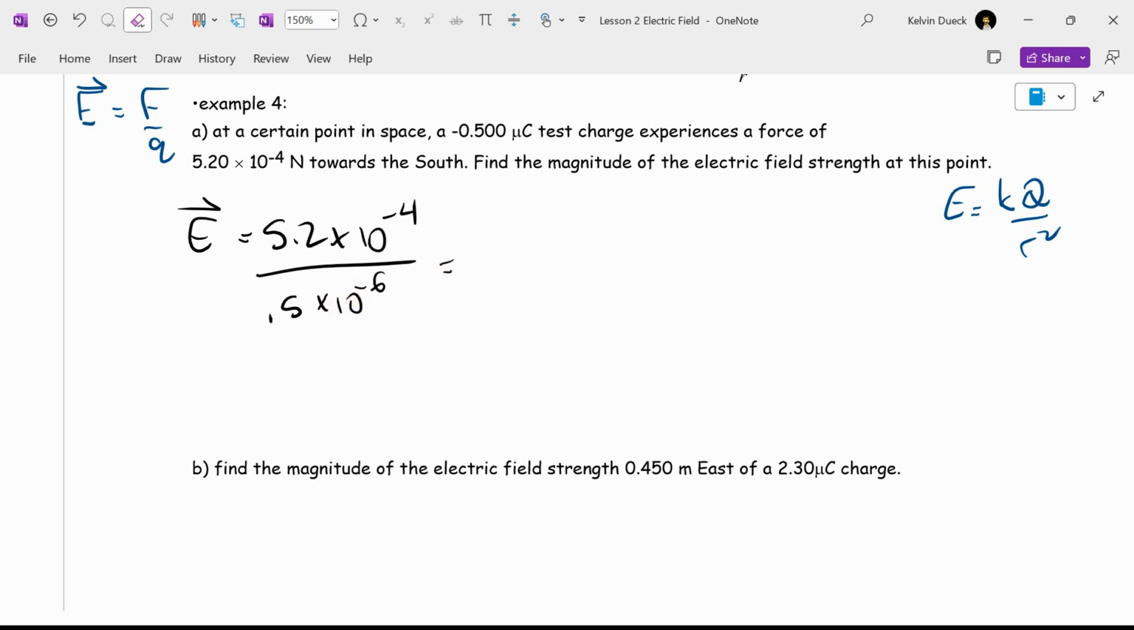What do you get? Electric fields are typically going to be in the thousands, tens of thousands, or hundreds of thousands. If you get an electric field of 0.0003, you're wrong. If you get an electric field in like the 10 to the 10th range, you're wrong.